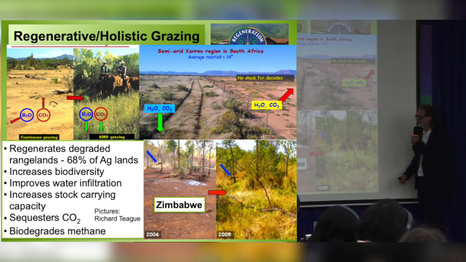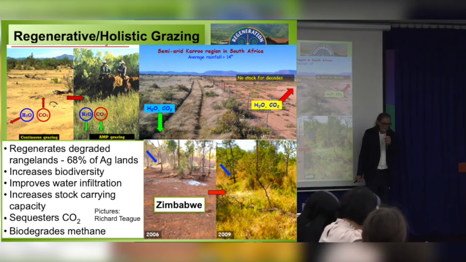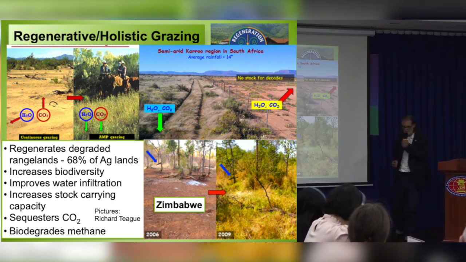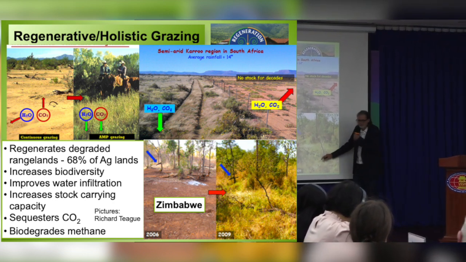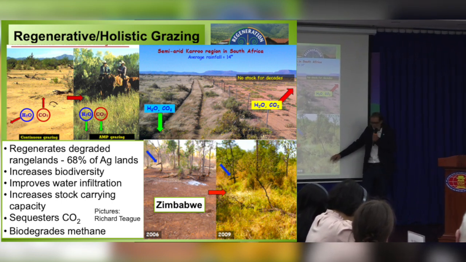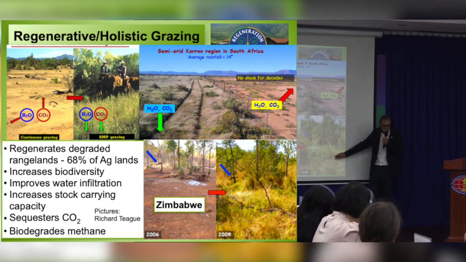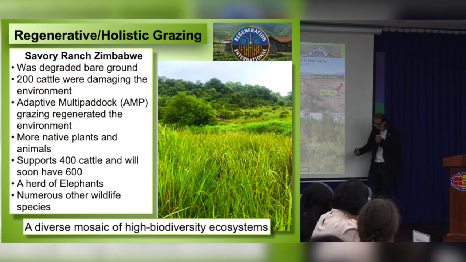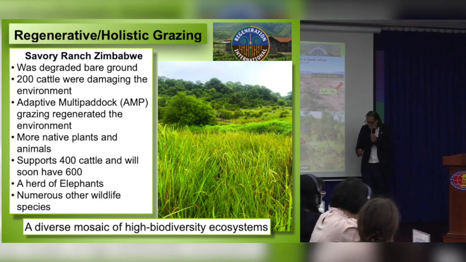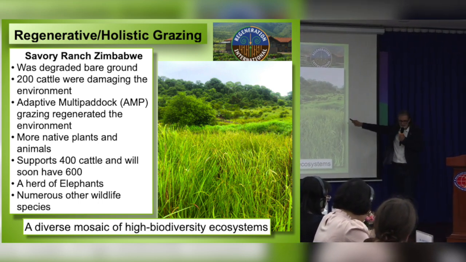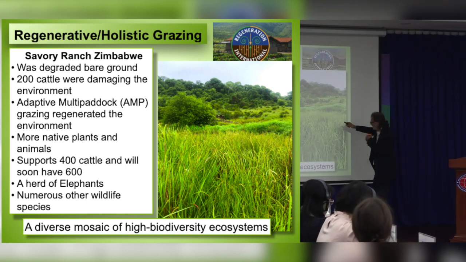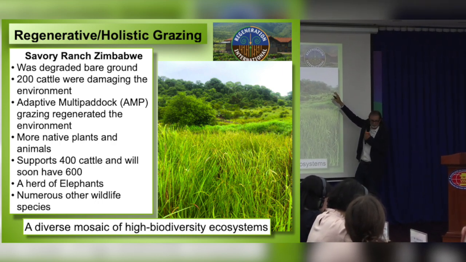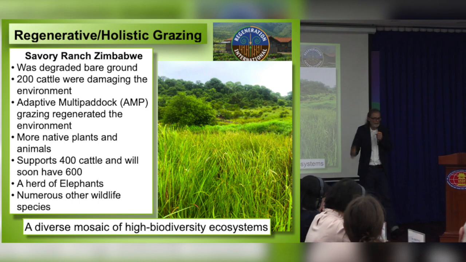This is 2006. They had 200 cattle on this farm. Because of the wrong management, it caused degradation. By 2009, this ranch is now beautifully regenerated. The forests are coming back. There's lots of pasture. And I took this picture a year ago at the same ranch in Zimbabwe. And you can see the grass. You can see this mosaic of biodiversity. They've doubled the amount of livestock.